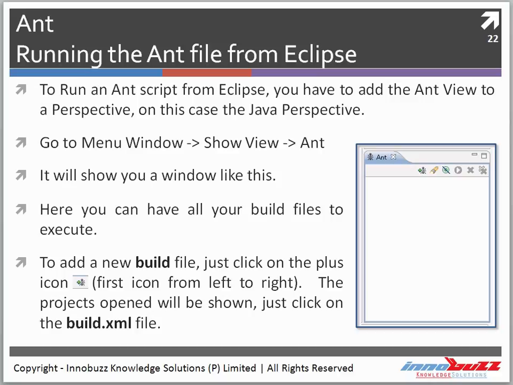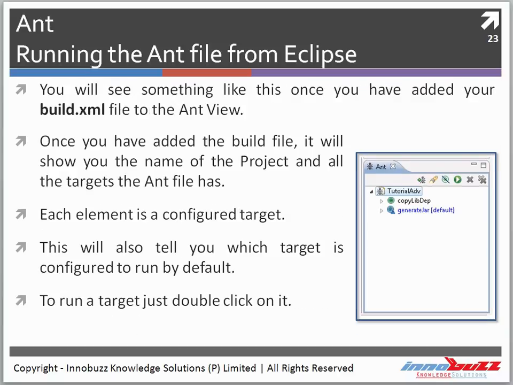To add a new Ant script, just click over the icon at the left side of the view, the one with the Ant and a plus sign. This will open a window with all your projects in which you can select the build XML file you want to include. Once you have selected the build XML file, just press the OK button. Once you have selected the Ant script file, the Ant view will look like the one shown on the slide.